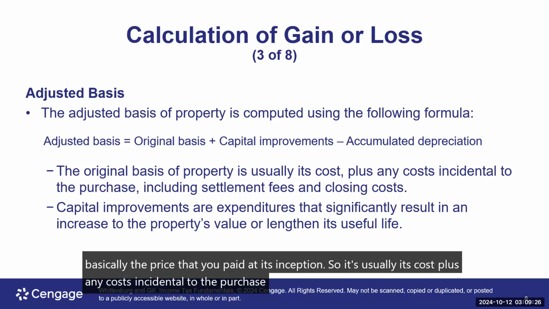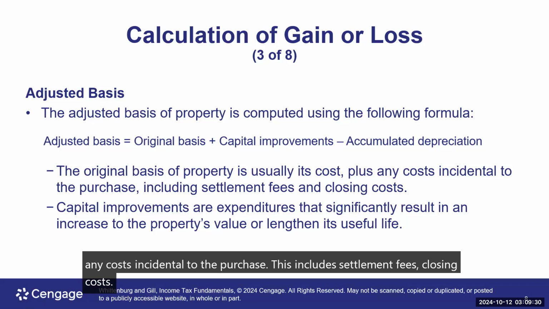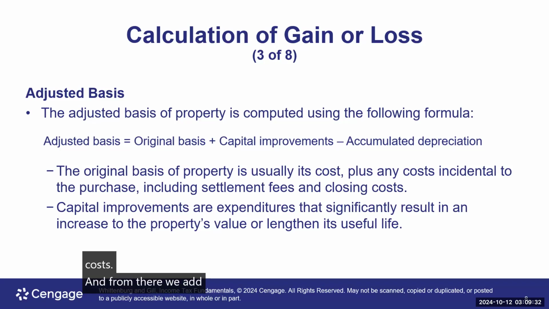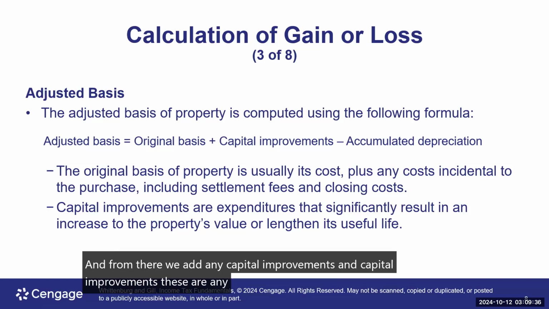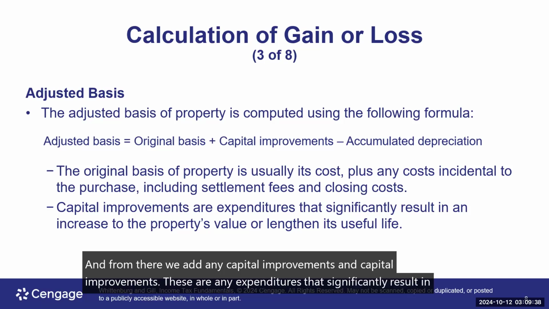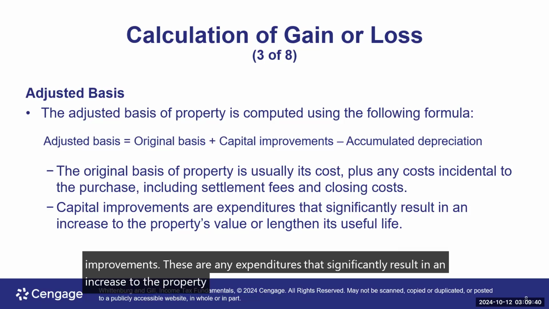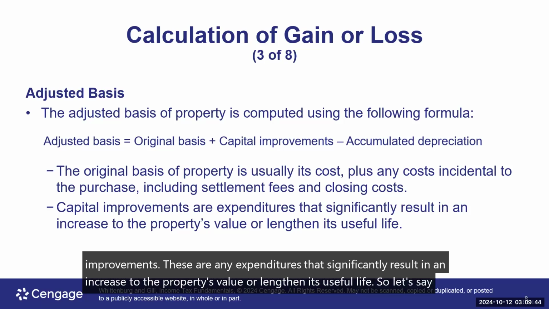This includes settlement fees, closing costs. And from there, we add any capital improvements. And capital improvements are any expenditures that significantly result in an increase to the property's value or lengthen its useful life. So let's say we are considering a home.